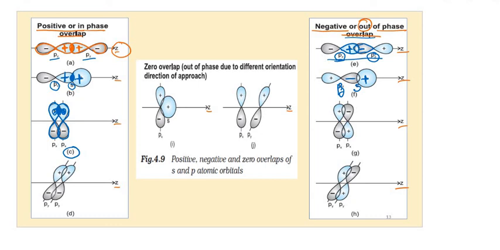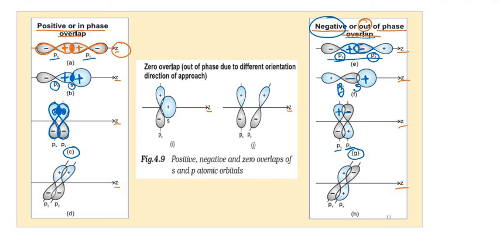Now we'll move towards the negative overlap with respect to this G here, right? So here there is a px orbital, here also there is a px orbital, but you can see that one px orbital has a positive sign, the other one has a negative sign. It means that overlapping is possible, but which type of overlap? Negative overlap is there. It means that the bond is not formed there.